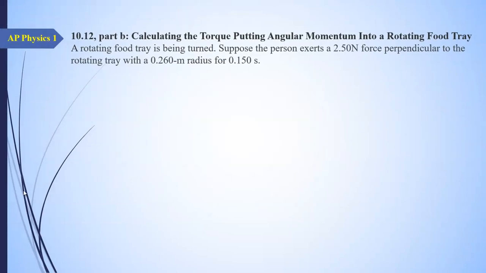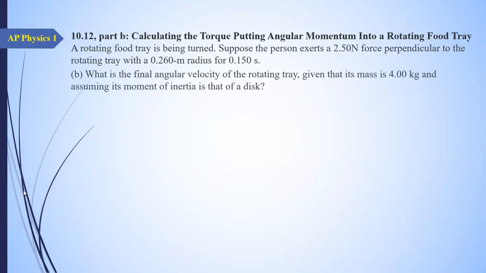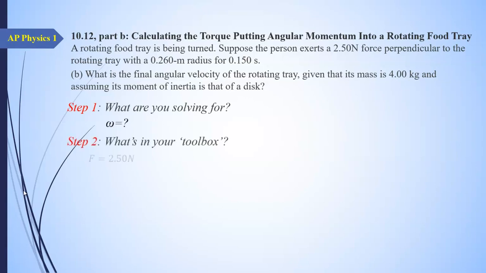Okay, same data set. Now the question is, what is the final angular velocity of the rotating tray, given that its mass is 4 kilograms and assuming its moment of inertia is that of the disk? So what are we solving for? Angular velocity. What do we have in the toolbox?